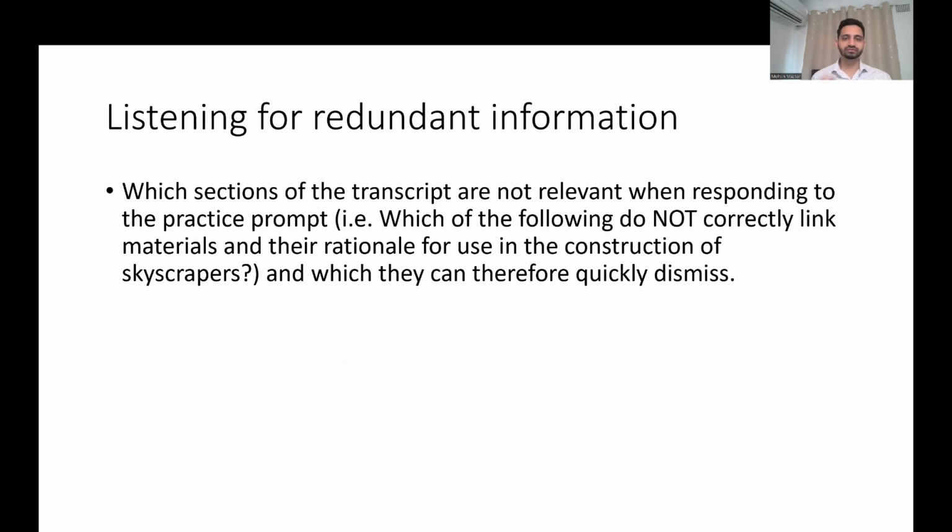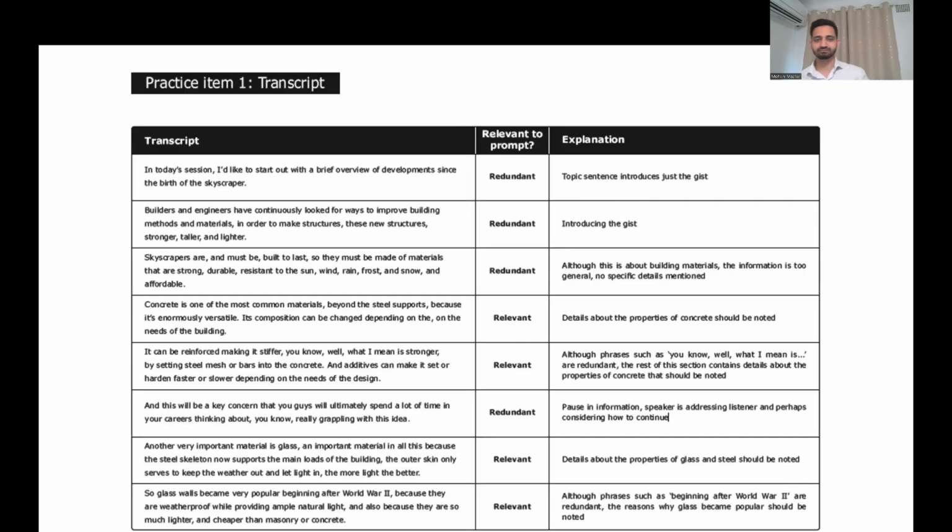Which sections of the transcript are not relevant when responding to the practice prompt? Which of the following do not correctly link material and their rationale for the use in the construction of skyscrapers, and which can therefore be quickly dismissed? Okay, so let's look at this table here. I'm going to show you the transcript and break it down by pieces of information, and I will ask you, is it relevant or redundant? Redundant means useless. That's not what we need to answer our question here, okay? And we have some explanation on the right-hand side as well.